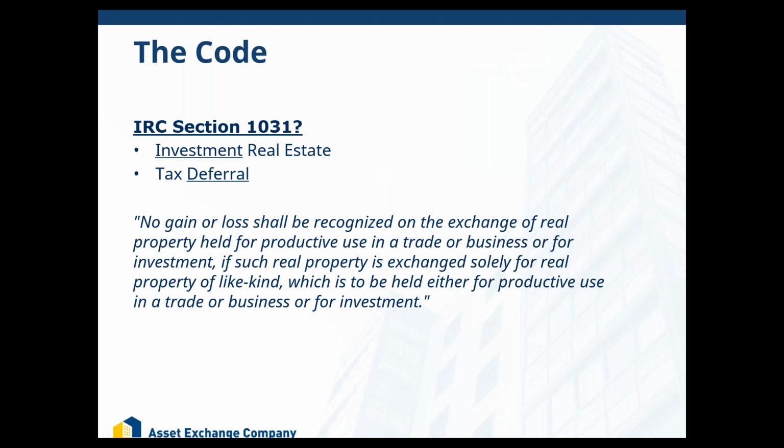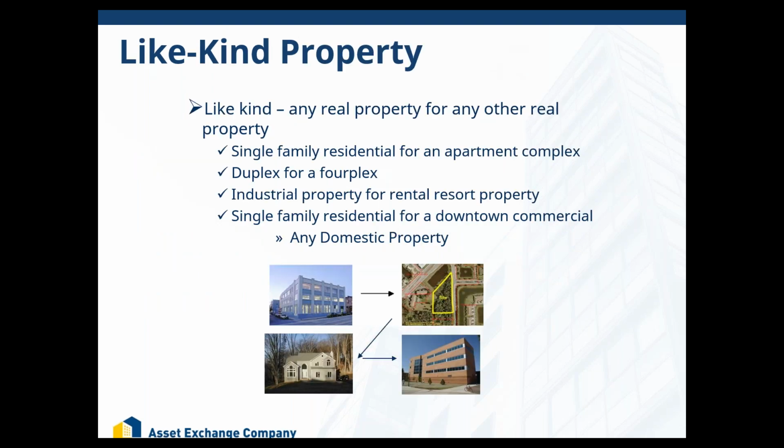Right now, the next part of the code where it states "for investment." So for investment, that could be something as simple as, let's say you own a single family residential home, and you own it for investment. Well, how do you own it for investment? It's a rental property, right? You could take that rental property and sell that in a 1031 exchange. And then what could you buy as your replacement? Well, that's the next part of the code, like kind property.